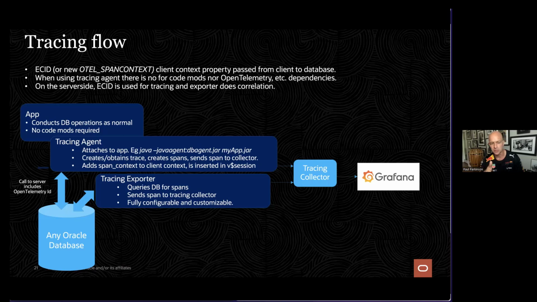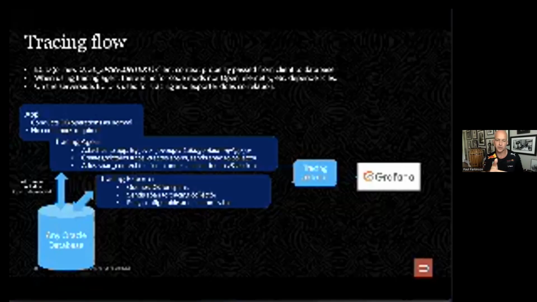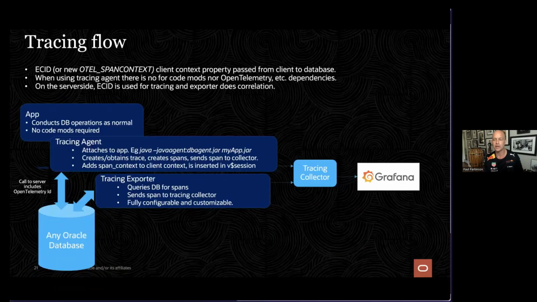It's either explicitly using a library to add the ECID to it when it makes a request to the database. It's put in the database session with all the other app context information, language and things like that. Or you can have a tracing agent. I'm showing Java here, and Java is, of course, probably the most robust of the languages, but these tracing agents in one form or another exist in other languages as well.